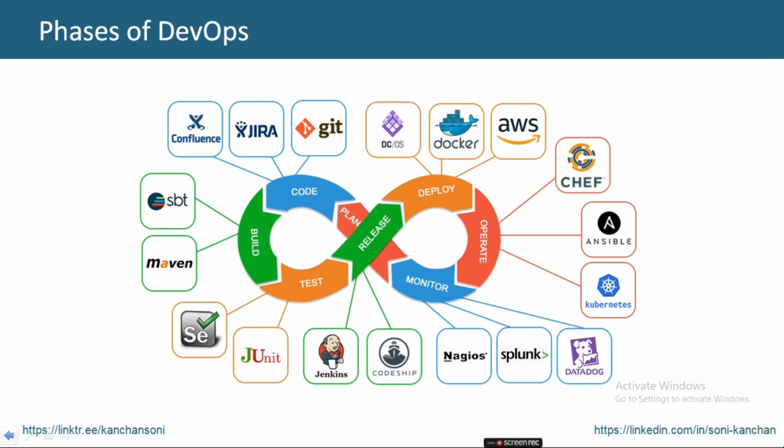Release has Jenkins, CodeShip. Deploy has Docker, AWS. Operate has Chef, Ansible, Kubernetes. And monitoring has Nagios, Splunk and Datadog. There are many more tools available in the market in each phase.